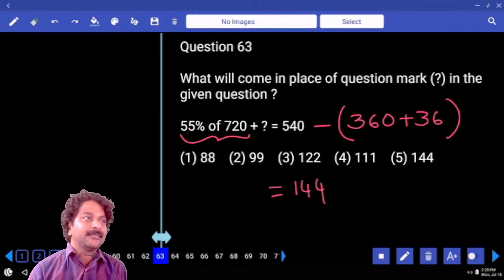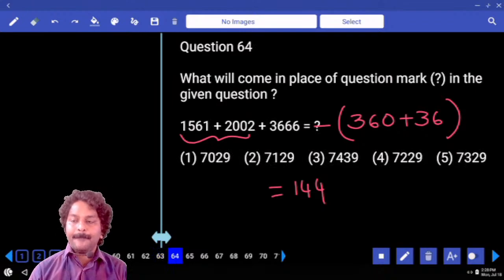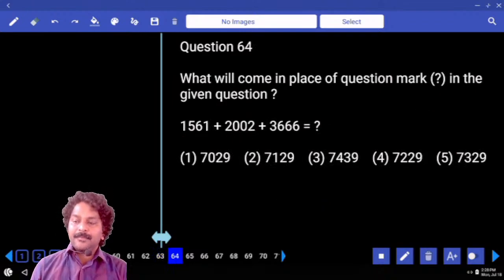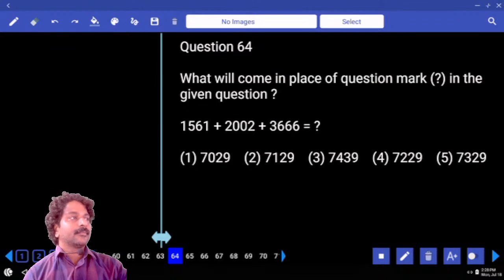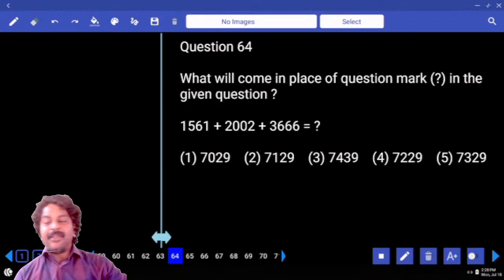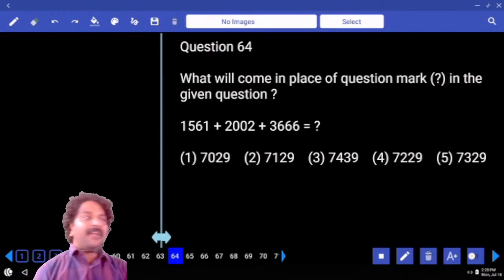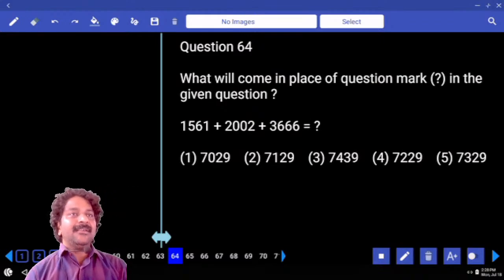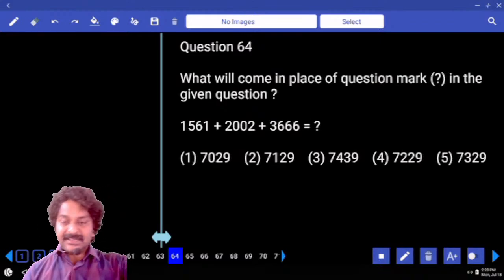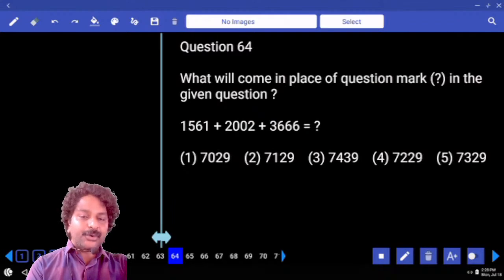Understood? Done. See, when you observe the last digits, every option is ending with 9 only. So you cannot verify the last digit. Now let's see the first 2 digits.